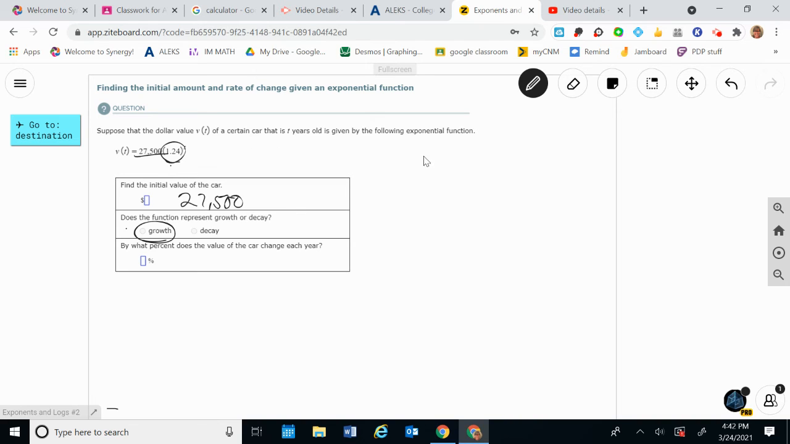Think of 1.24 as 1 plus 0.24, like the distributive property, 27,500. So we're doing 27,500 plus 24% of that. Okay. It says by what percent does the value of the car change each year? 24%. And it's a positive 24%. I don't know if they want you to name the positive or negative, you guys.